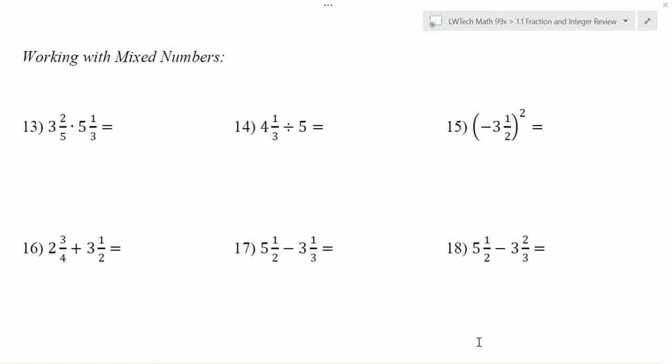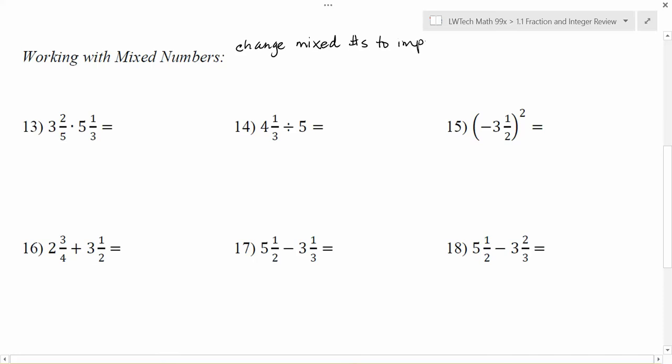So the number one rule when you're working with mixed numbers is the first thing that you want to do is change those mixed numbers to improper fractions. What that means is we don't want that big whole number in front. We just want a numerator and a denominator before we start. So how do we change mixed numbers to fractions?